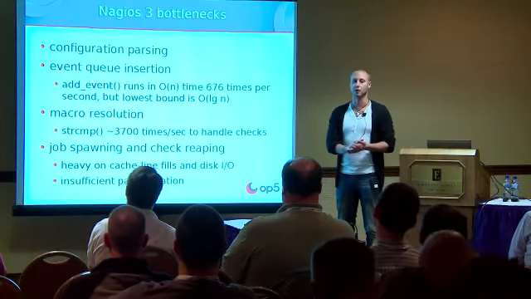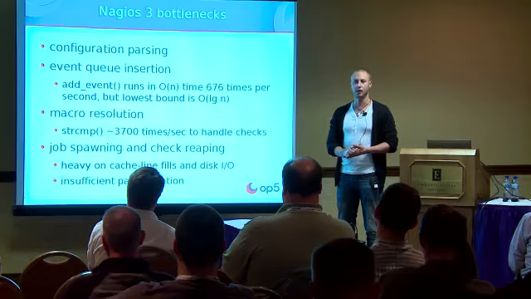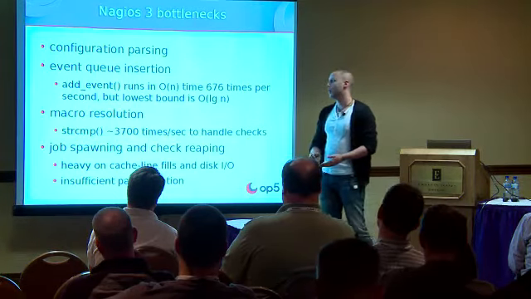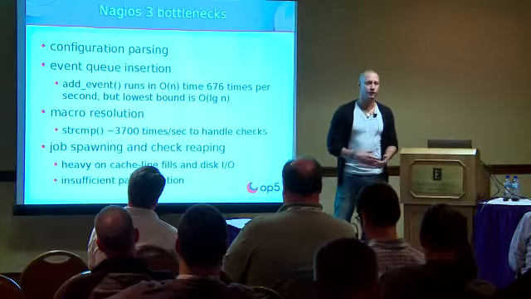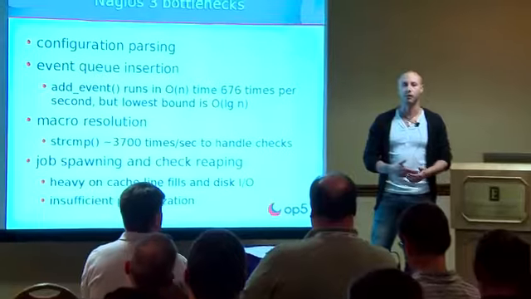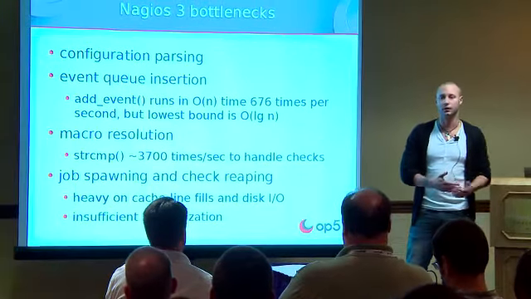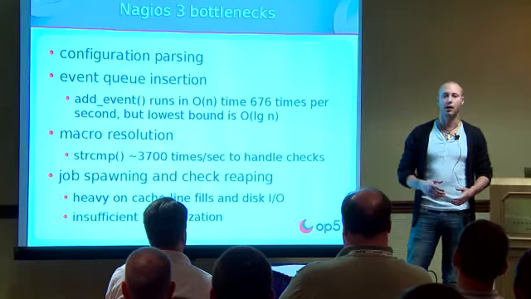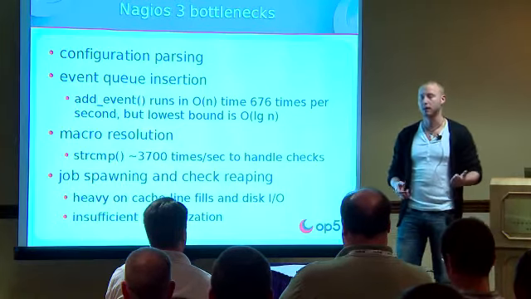Configuration parsing was a huge hurdle at first. It wouldn't even load my configuration, so I set out to fix that. Event queue insertion. I didn't think this would be a bottleneck, but profiling of the code showed me that it was. So for large configurations, Nagios spends 99% of its time adding events. That's in Nagios 3.